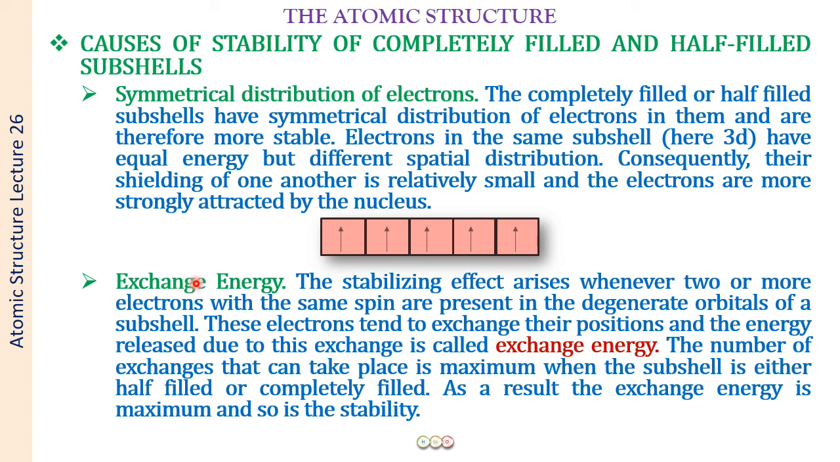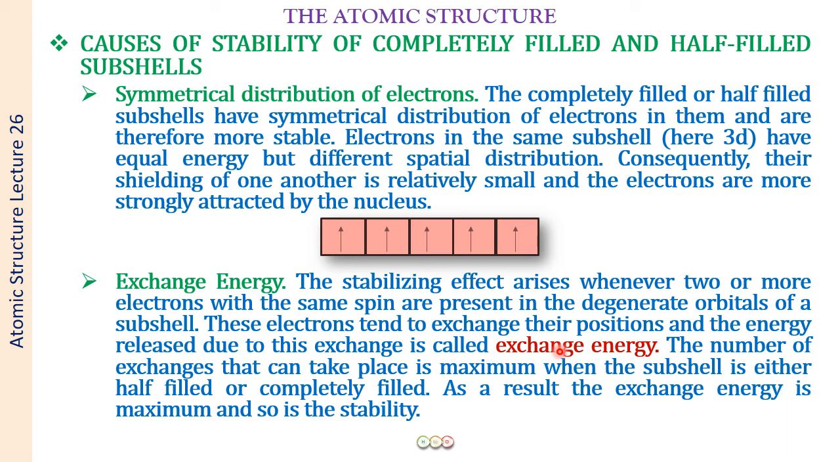Now what is this exchange energy? We said the electrons in the orbital should have the same spin. What this same spin does is that when the electrons have the same spin, they can exchange positions between themselves. The first electron going into other orbitals, the other electron coming into its place, and when they exchange their position, some energy is released due to this exchange, and this is called exchange energy.